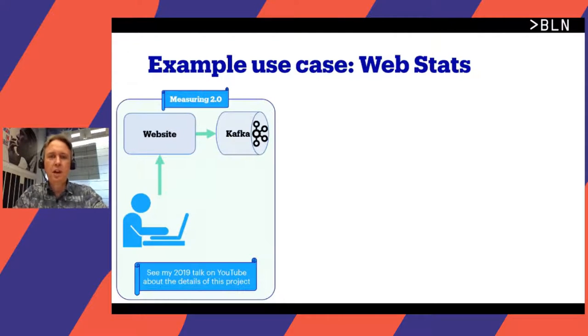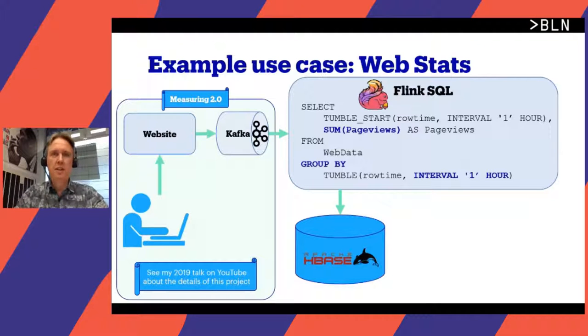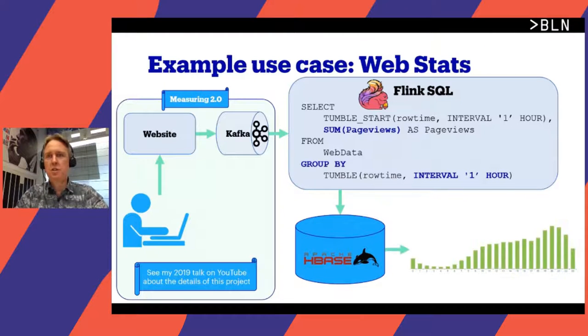In this example, I'm attaching a very simple Flink SQL statement because I want to get a graph on the number of page views per hour. So this Flink SQL is then stored in HBase in this example, so you can attach something that shows you a graph. Now let's pull this very simple application apart into the elements that I had problems with.